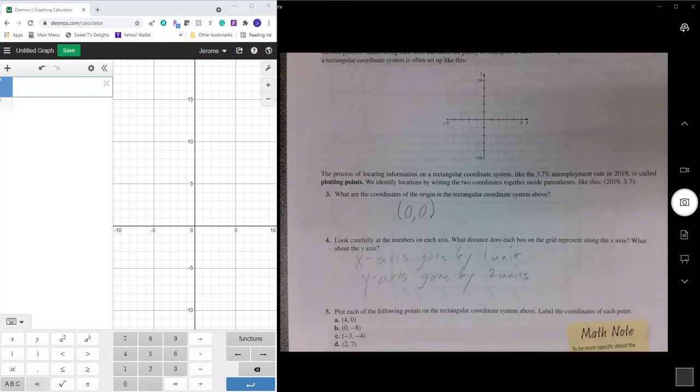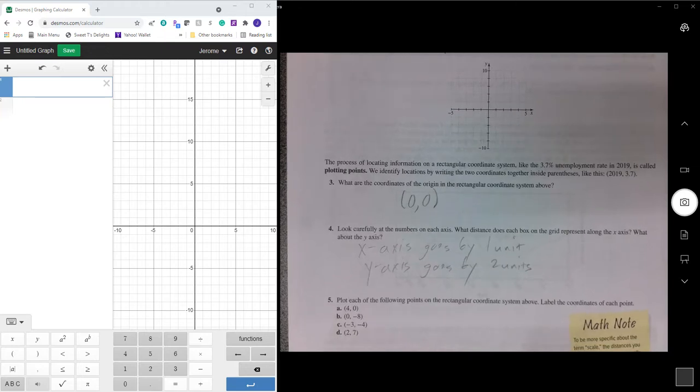Now it says here, plot each of the following points on the rectangular coordinate system above. Label the coordinates of each point. Now, this is what happens here. We need to graph x and y. Now, there's a couple things that you need to know.